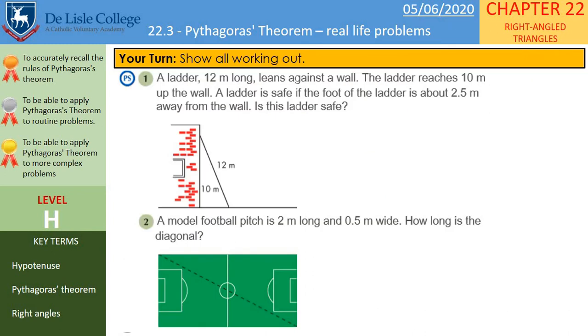Alright, so there are now two questions here for you to do. Think about what we did, draw the diagram, label the sides, label the side you're looking for, and it will tell you what sort of Pythagoras question you're doing. So please pause the video as you answer these two questions.